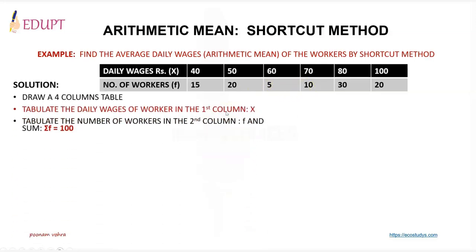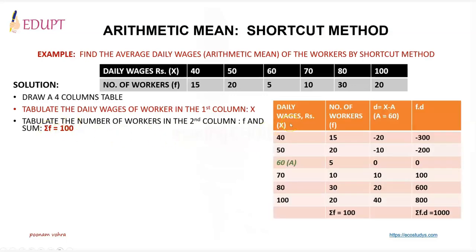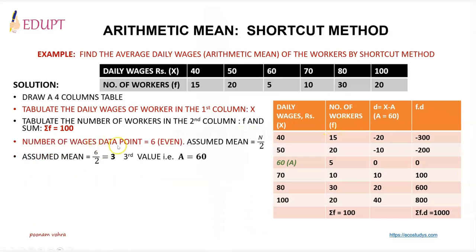Now following the steps, first step is to draw a 4-column table, then tabulate the daily wages in the first column as X, tabulate the number of workers in the second column as F and find its summation. Like is given here, X, F. Then next is find the number of wages data points. Here it is 6. So one can find assumed mean by applying n by 2, which is 6 by 2, that is 3. So assumed mean is 60.